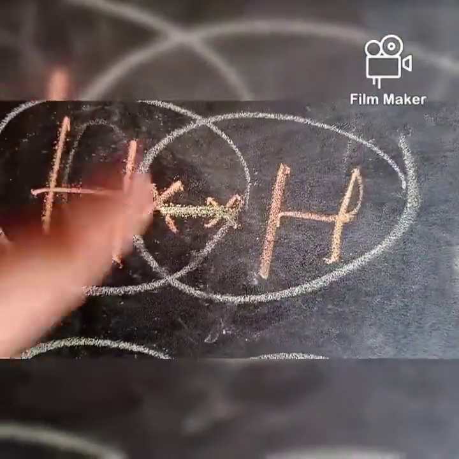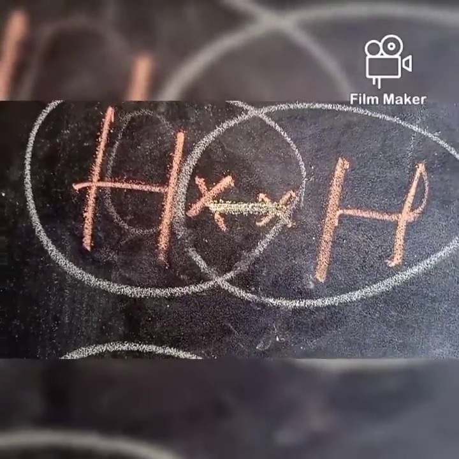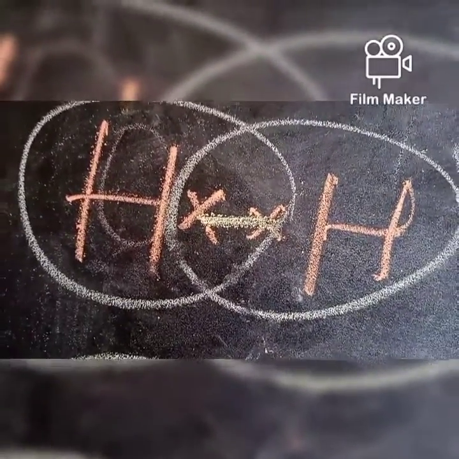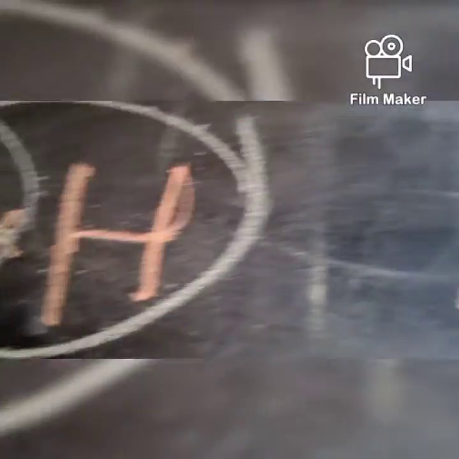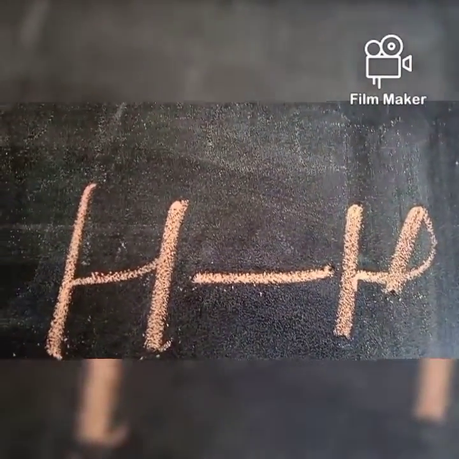Okay, so these are the two electrons which are being shared, so we have one pair of electrons that are being shared. So we show this by this kind of single bond.